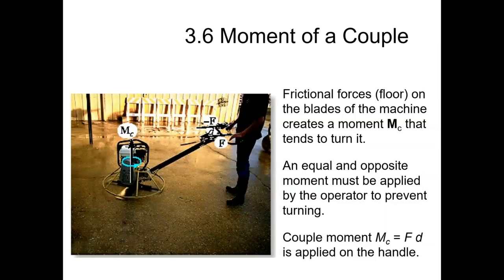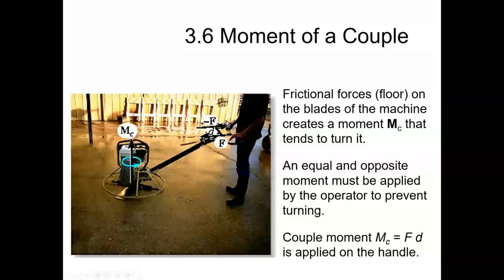If the operator doesn't apply that couple, then the grinder starts to rotate. The handle would rotate as a reaction. So here you have to find out, given that the distance between the handle, right hand, left hand are fixed, you have to apply a force which results in the equal amount of the couple with the resistance of the friction on the ground. In other words, MC should be equal to the force you apply and the shortest distance between two parallel forces, which is fixed.